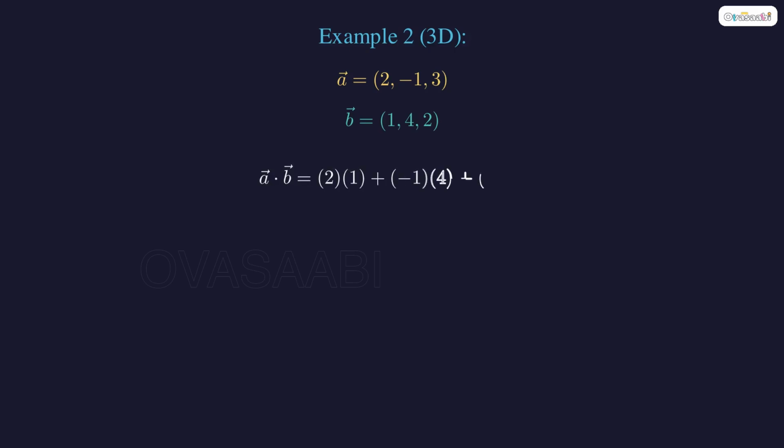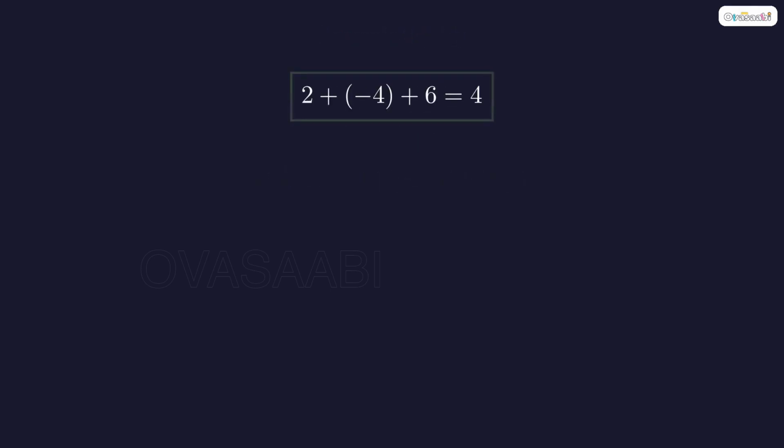Example 2 with 3 dimensions. Vector A equals 2, -1, 3. Vector B equals 1, 4, 2. Multiply matching components. 2 times 1 plus -1 times 4 plus 3 times 2. 2 plus -4 plus 6 equals 4. The dot product is 4. Same method works in any dimension.